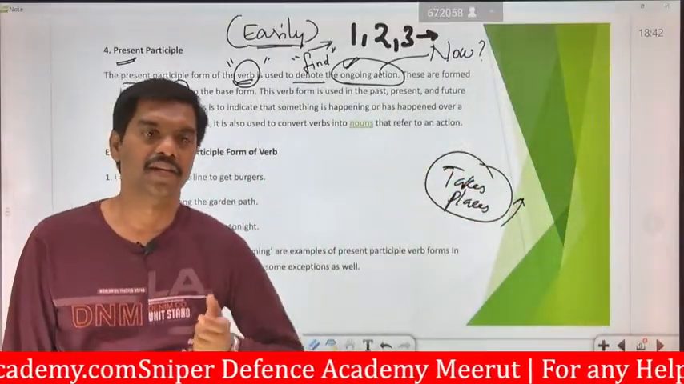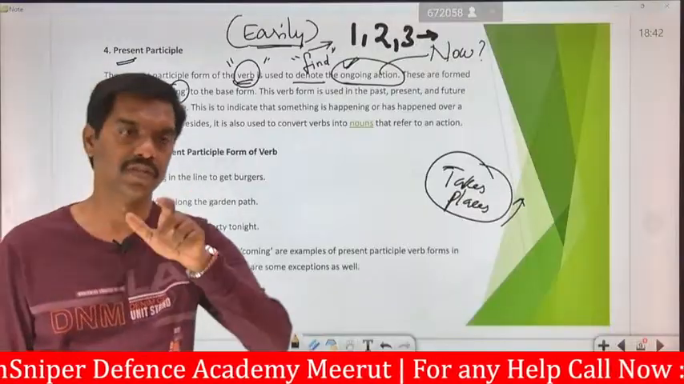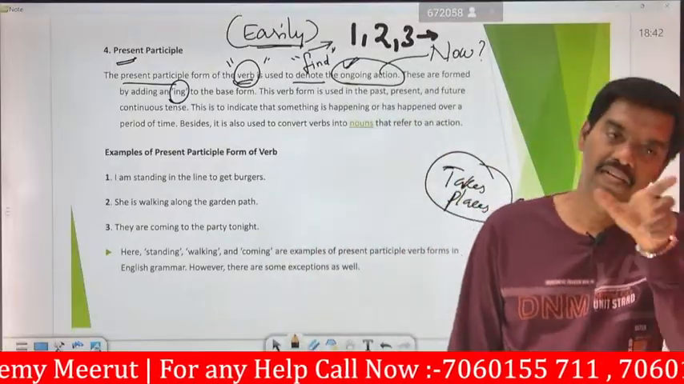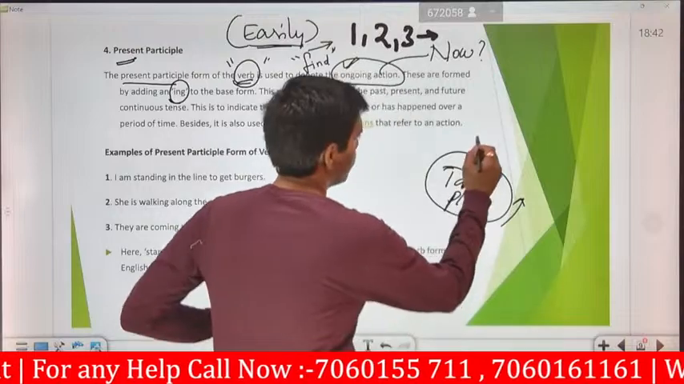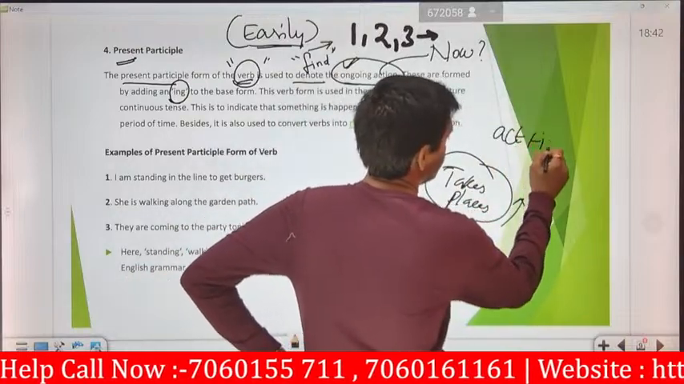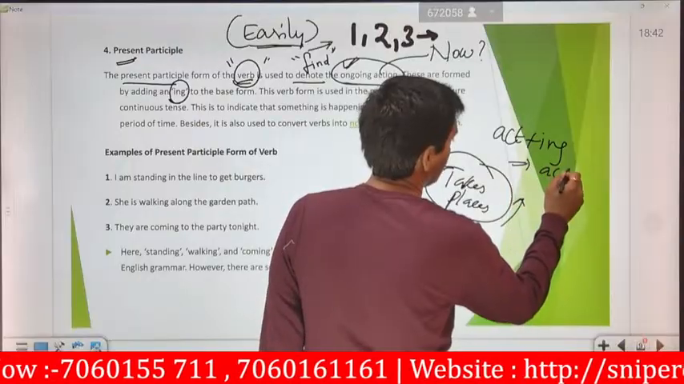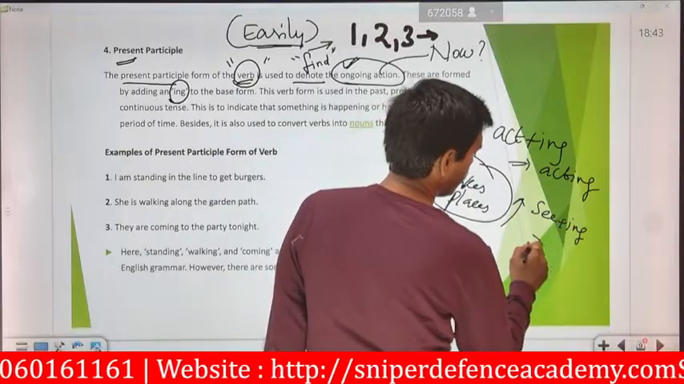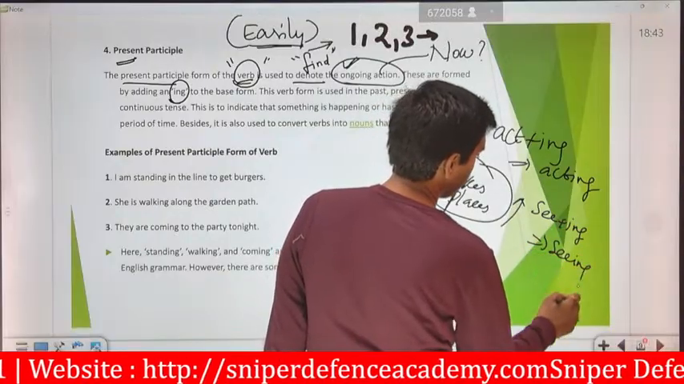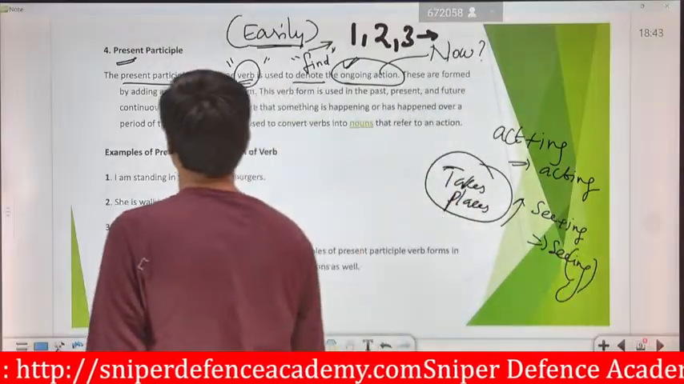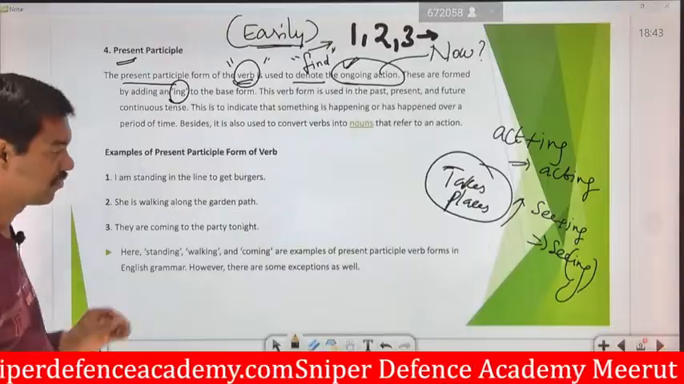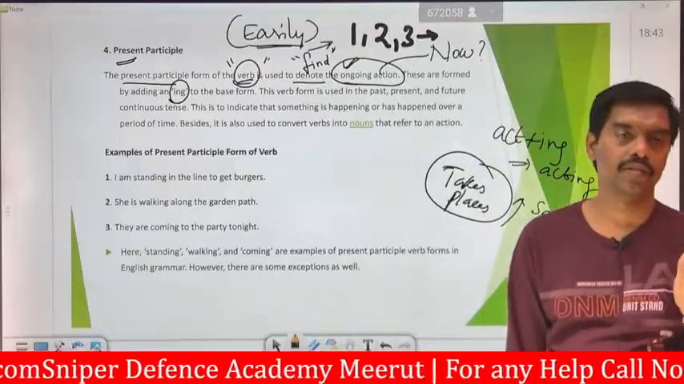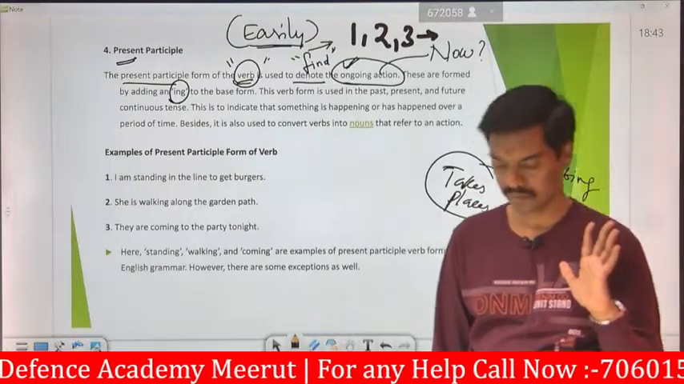So for example, add, adding, see, seeing, blow, blowing, acting. Yes. For example, act plus ing gives acting. See plus ing gives seeing. So ing will be added. Okay. So if ing is added, we can easily identify that the sentence given to you is in terms of present participle. Okay.